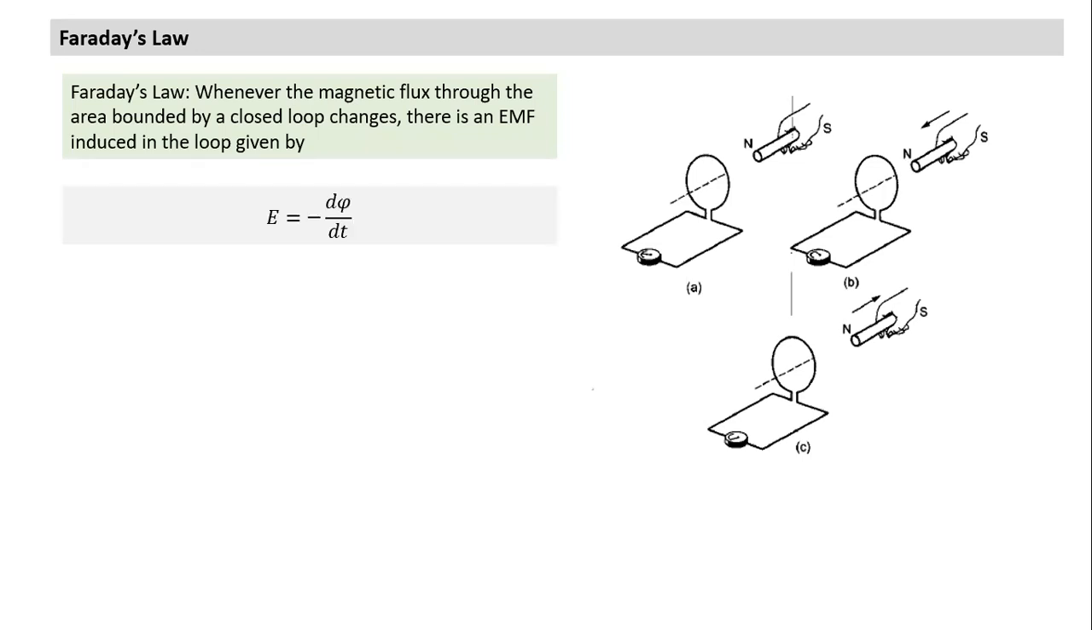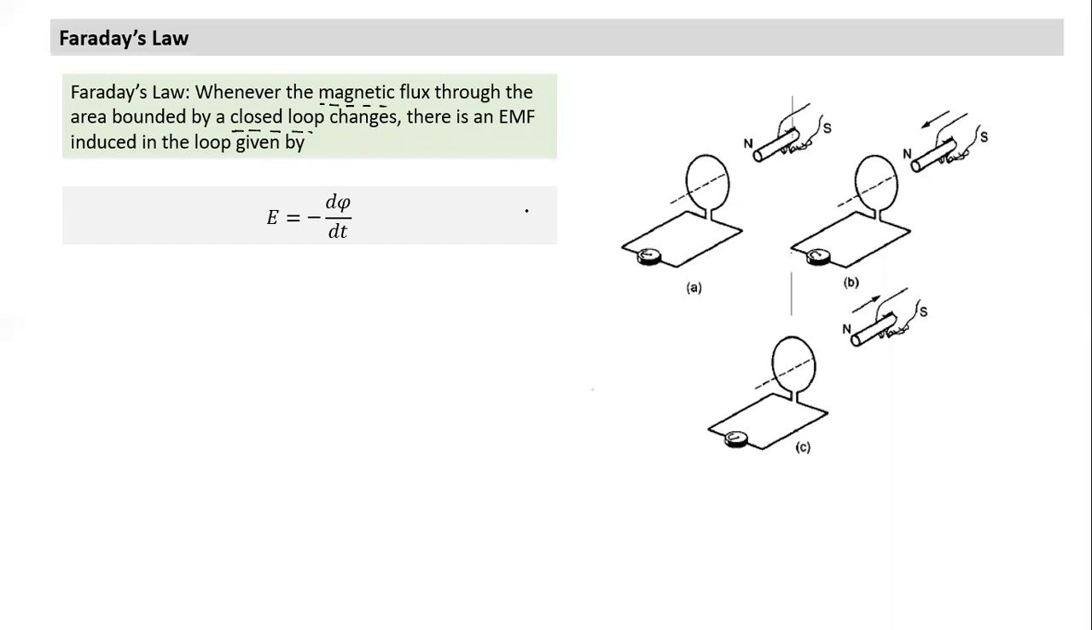We will not go into detail, but in terms of the law, whenever magnetic flux through an area bounded by a closed loop changes... What are we talking about? A closed loop, a plane surface. So it is a surface. So whenever magnetic flux, how do we calculate magnetic flux? The same way we calculate electric field flux.